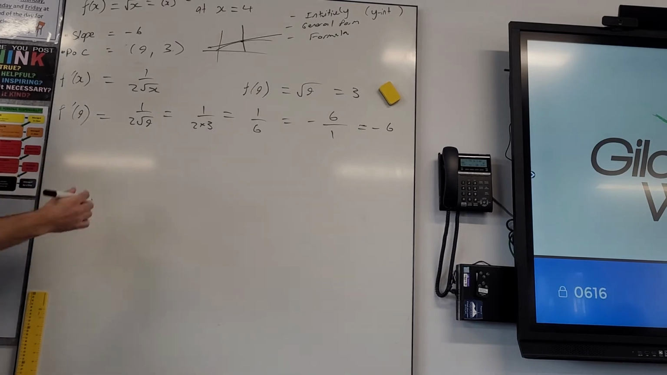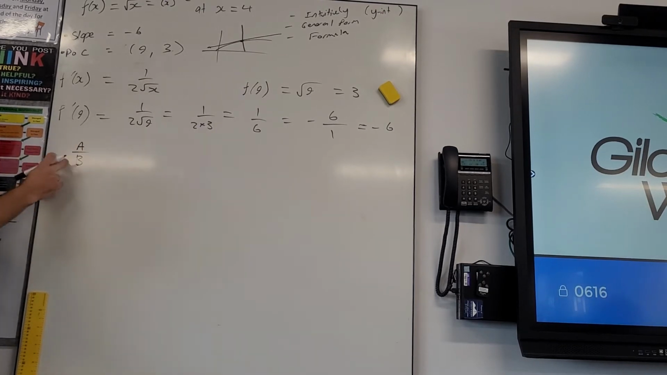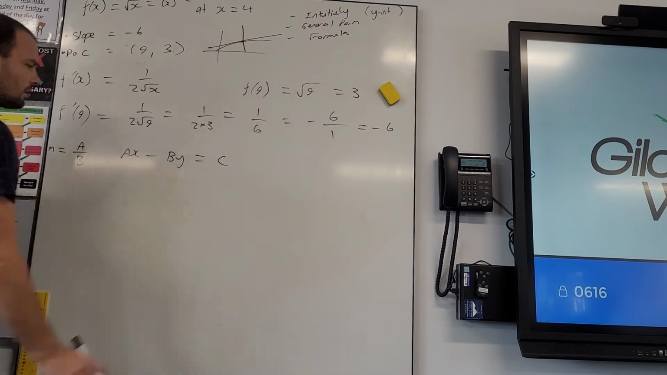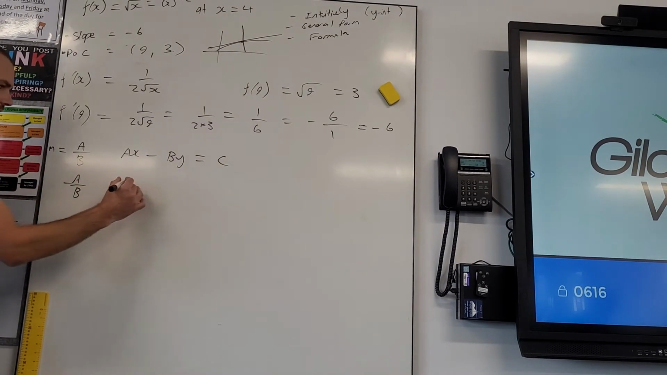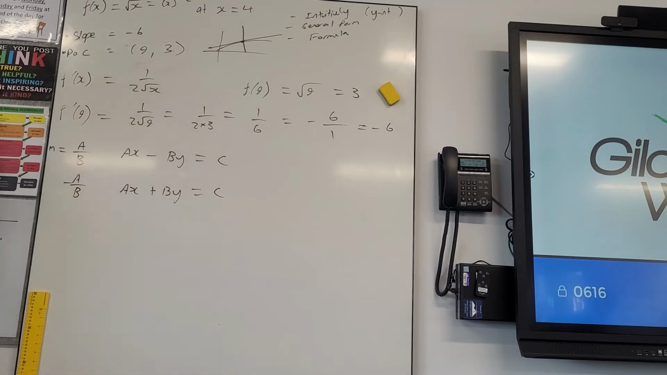Here it's asking us to do it in general form to familiarise us with that process. So what I'm going to write up here is the rule for general form. If you have A on B, this is the slope. If slope is A on B, then Ax take By equals C. And if we have minus A on B, then Ax plus By is C. That's how we're processing general form.